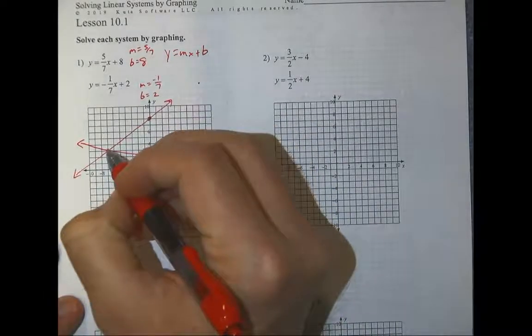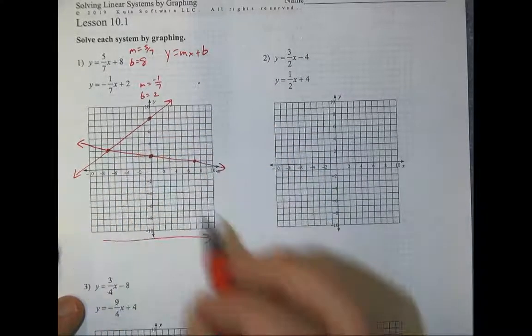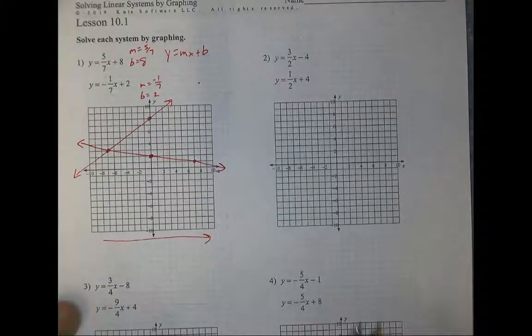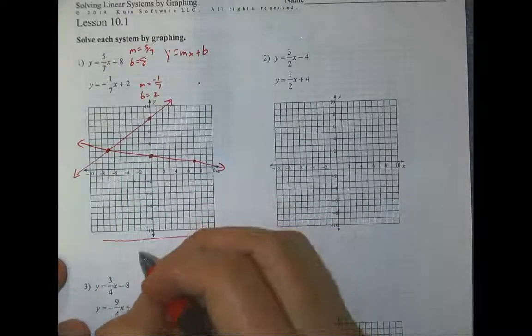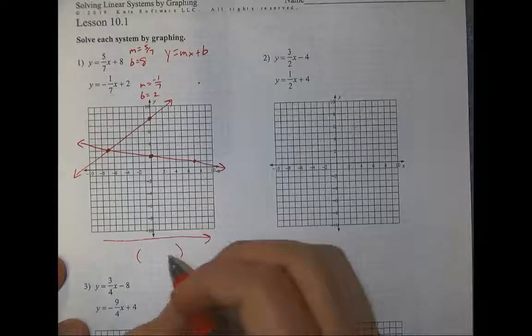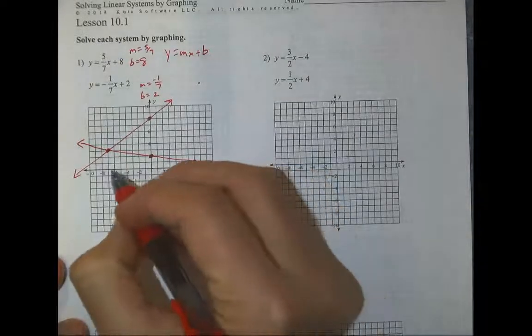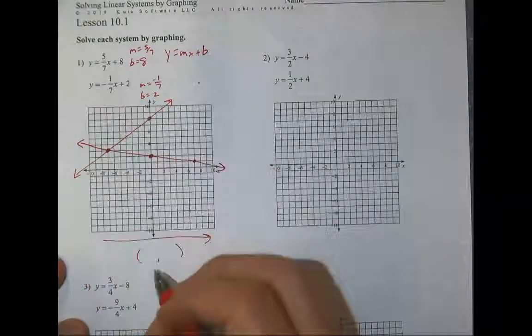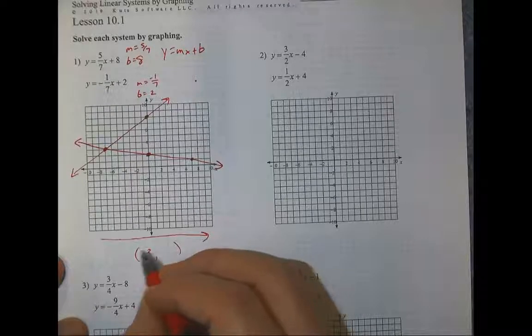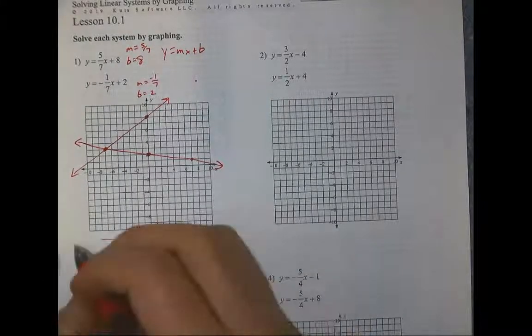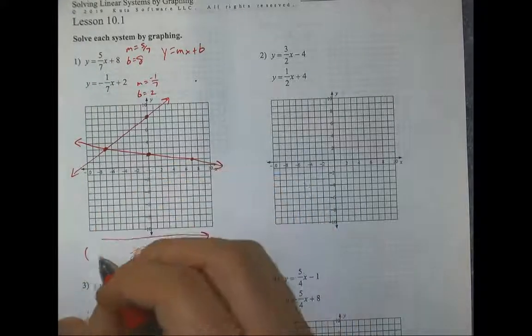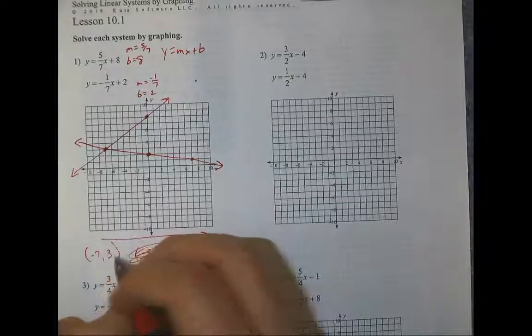And now we're not done. The answer that we're looking for here is an actual point. And you give that point as an x and a y coordinate. My x value is -7 and my y value is 3. Oops, and I already started messing that up. -7 for x, +3 for y.